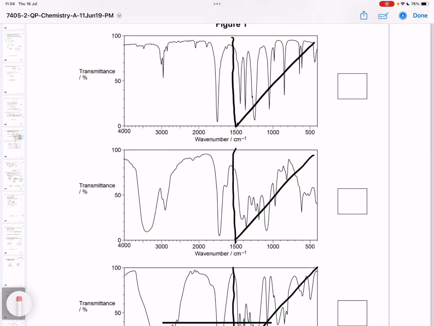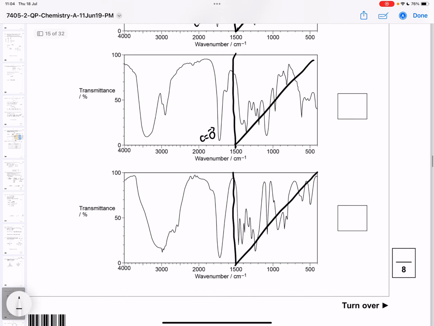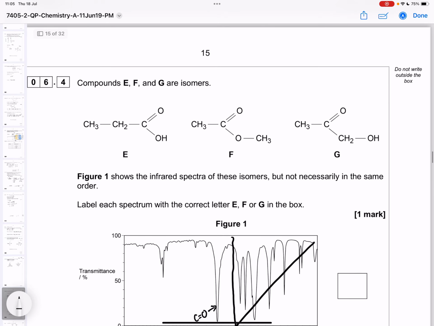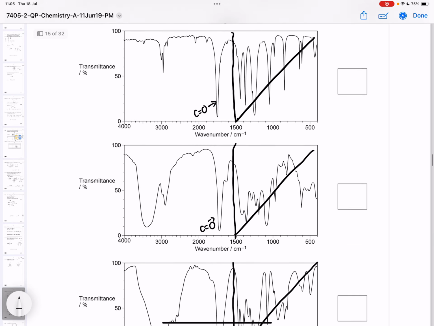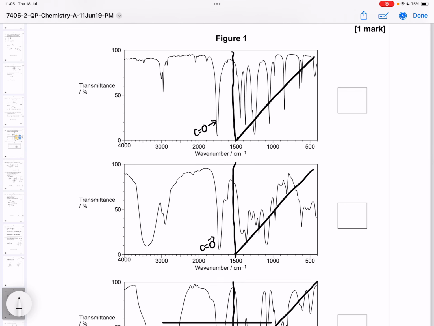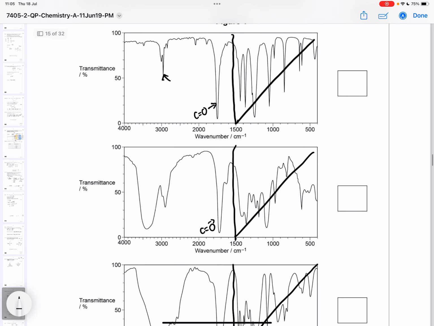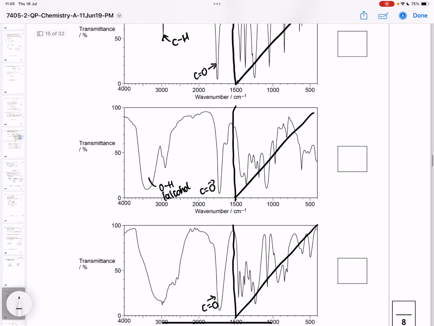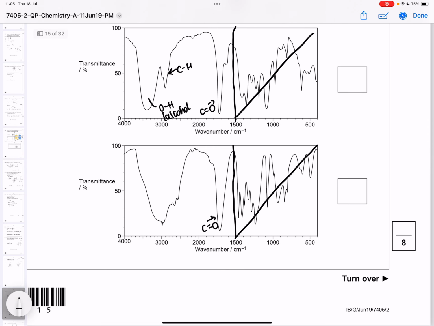So this is at around about 1750, so this is probably a C double bond O. This is also a C double bond O, as is this. So we've got C double bond O in each compound. If we look up, we can see that's true. In this compound here, we've got no OHs at all. We've just got CHs. Here we've got an OH, and this is an OH in an alcohol. And then the CH is next to it. And then here, this one that looks like an upside down mountain, this is an OH in a carboxylic acid.